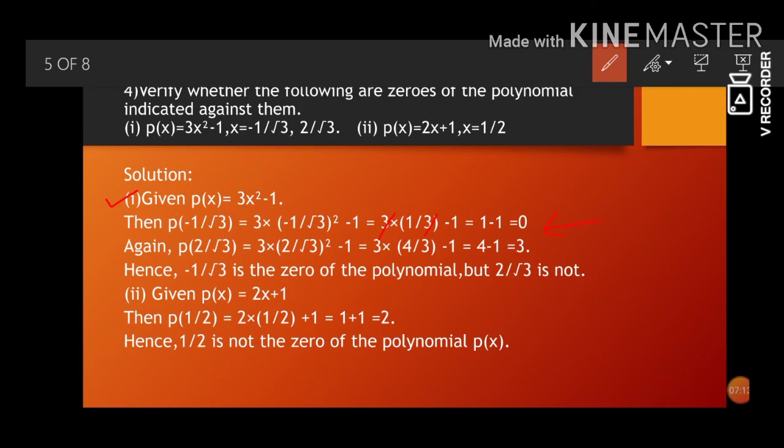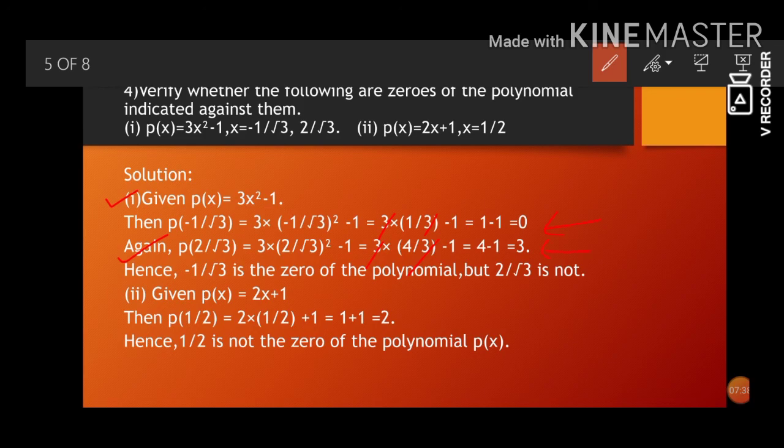which is equal to 0. Again, in the same polynomial, we are going to substitute the value of x with 2/√3. So we will write 3 × (2/√3)² − 1, which is equal to 3 × 4/3 − 1, and 3 and 3 cancel each other out. So we will get 4 − 1, that is 3.